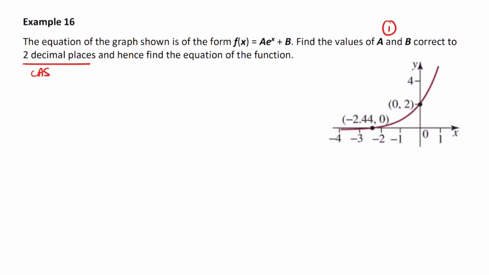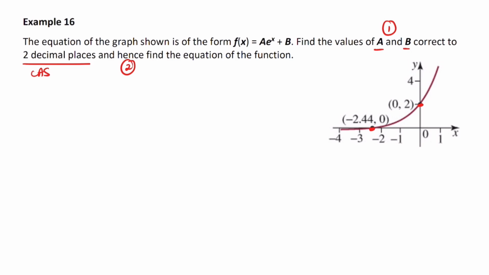This indicates that we're going to use our CAS calculator to help us. And then secondly, hence find the equation of the function, so we need to substitute a and b back in. Now we have two unknowns, which means I need two points, which is exactly what I've got. I've got a point here and a point here. From there, I can create simultaneous equations.